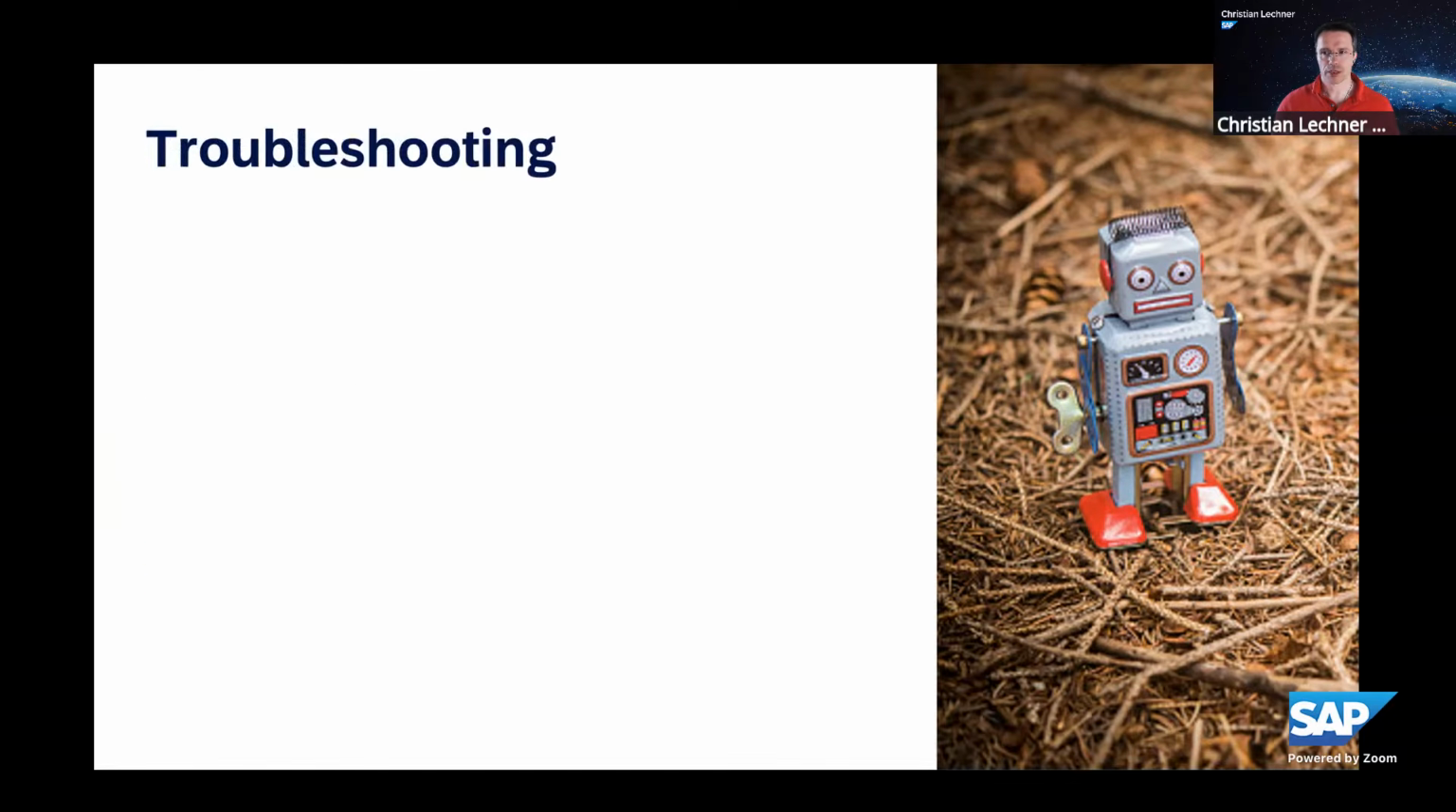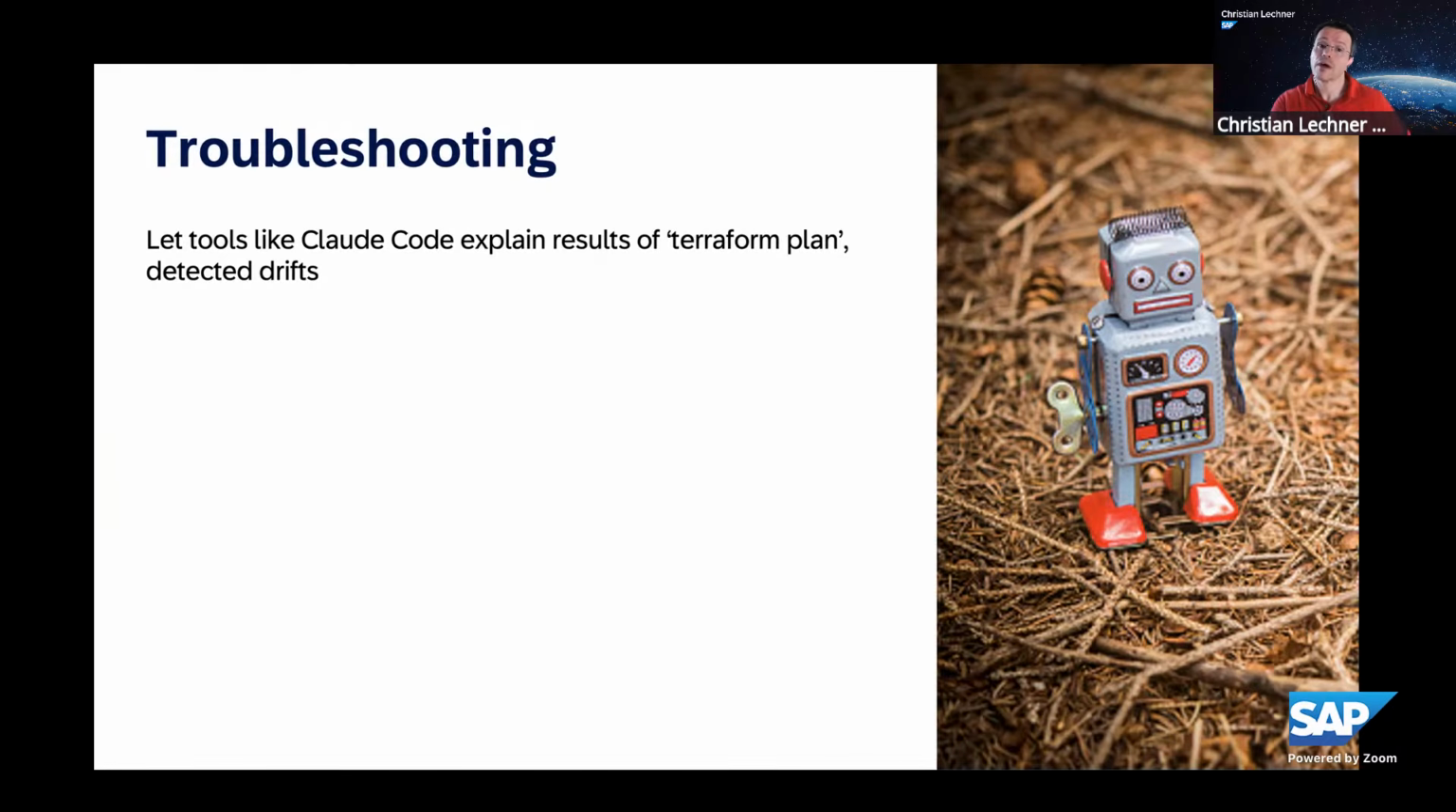And the last scenario that I would like to highlight is troubleshooting, because this is also something that you will stumble across when you deal with Terraform, but also with the BTP CLI. So let tools like Claude Code explain, for example, the result of a Terraform plan. If you don't get it, so if you say that looks super weird, why does it look that way? Well, give it to Claude Code with the setup that I've mentioned before for developing and let it explain to you. If you detect a drift and there are some weird side effects that you don't understand, give it to Claude Code with the MCP and it can probably explain it to you. This will help you understand and will speed up your troubleshooting.